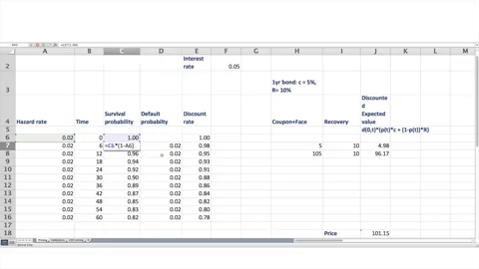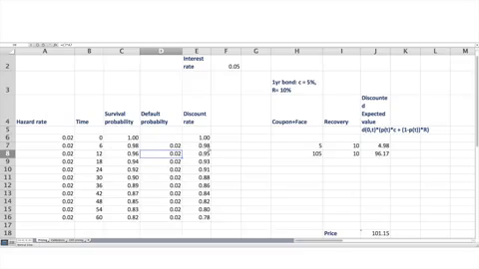What is the probability that I survive? It's the probability that I'm surviving right now times 1 minus h, where h is the hazard rate. That gives me the survival probability in 6 months. What is the survival probability in 12 months? It's again the same thing. It's 0.98, which is the survival probability at 6 months, times 1 minus the hazard rate. What is the default probability? It's the survival probability times the hazard rate. So all of this table has been computed using the survival probabilities and default probabilities from the hazard rate.